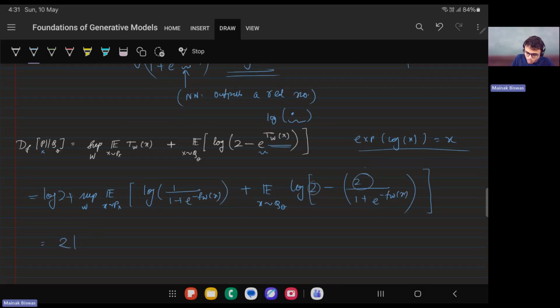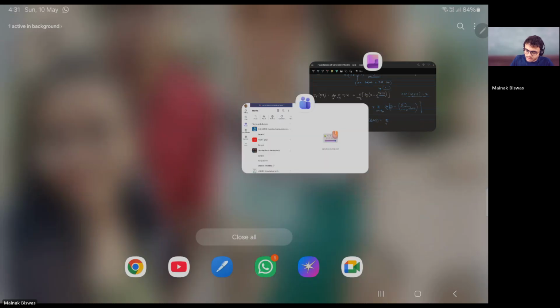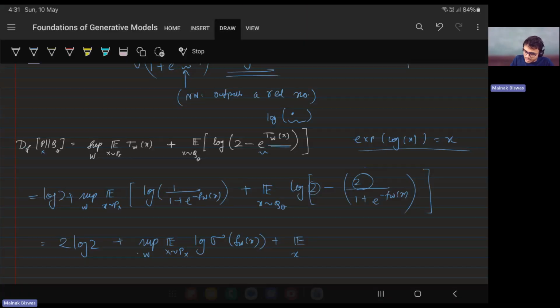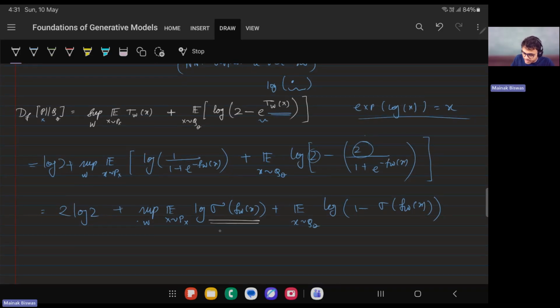I'll pull this out and I will have 2 log 2 plus the expected value of, supremum constants can be just pulled out, the expected value of x from p of x, log of sigmoid of fw of x, plus the expected value of x belongs to q of theta, log of 1 minus sigma of fw of x. Clearly, this is my discriminator, d of x.